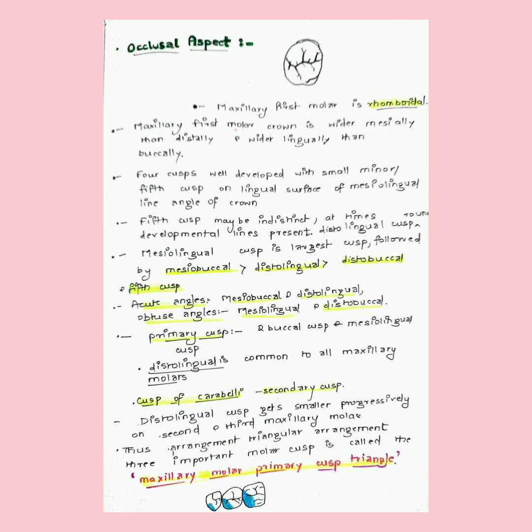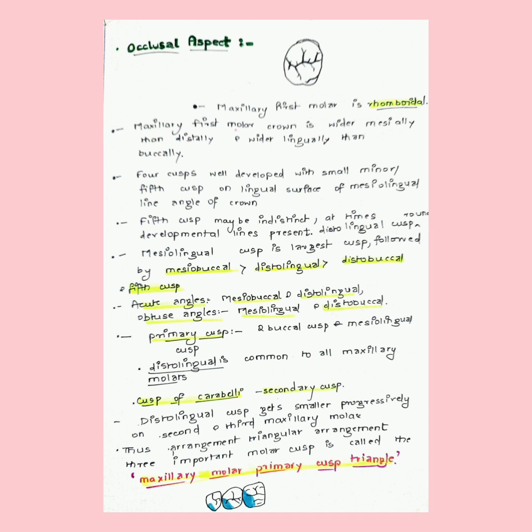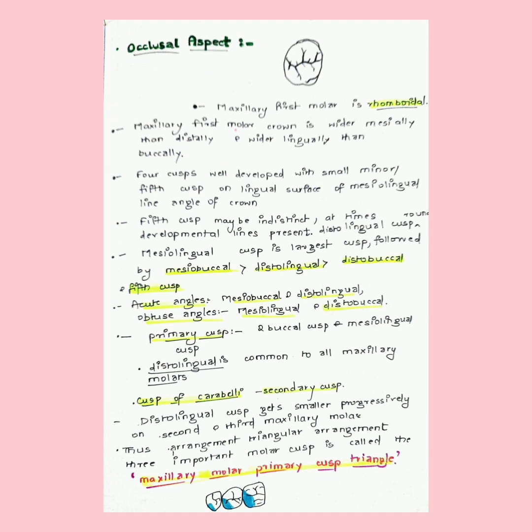From the occlusal aspect, the maxillary first molar is rhomboidal and it is wide. The crown is wider mesially than distally and it is wider lingually than buccally. So four cusps are seen with a small fifth cusp on the lingual surface, and the fifth cusp can be very evident or distinct, or at times it can be indistinct, cannot be seen, or is very small. Sometimes only developmental lines are present along the mesiolingual cusp. The mesiolingual cusp is the largest and the order is followed by mesiobuccal, then distolingual, distobuccal and the fifth cusp, which is the smallest.